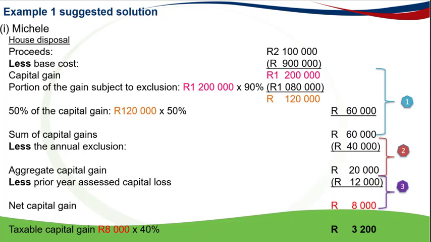Step 3 is to determine the net capital gain, that is the aggregate capital gain reduced by the assessed capital loss. Step 4 is to calculate the taxable capital gain by multiplying the net capital gain with 40% and having that final result of 30,200.